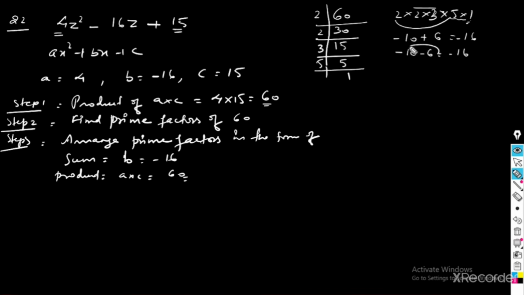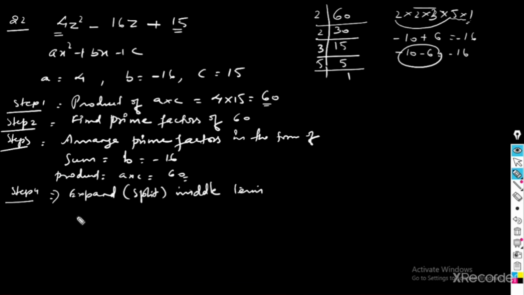Right. So this is how you are going to split. What you have to split? This one. So minus 16 is to be split in this form. In which form? Minus 10 and minus 6. Okay. So let us split. So in step 4, what you will do in step 4, simply you are going to expand it. Expansion. You can write expand or you can write split middle term. Okay. So let us split it.